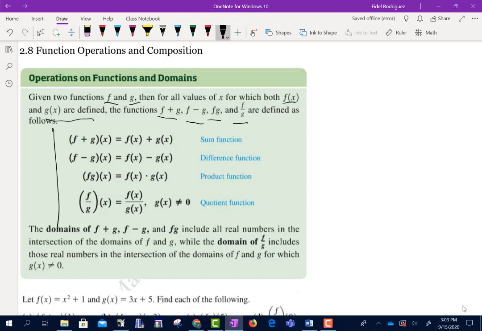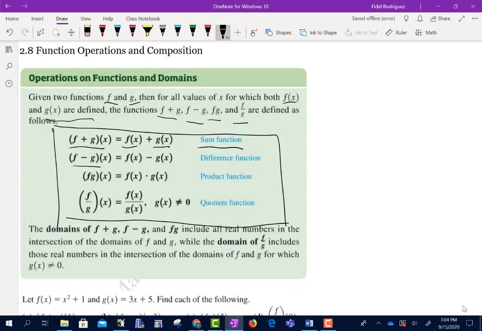Let me explain this part in the easiest, breeziest way that I can. If we're trying to find f plus g of x, we're just going to take the function f of x and g of x and add them together. That's the sum function. If we're trying to find f minus g of x, we take f of x and g of x and subtract them. It's called the difference function.